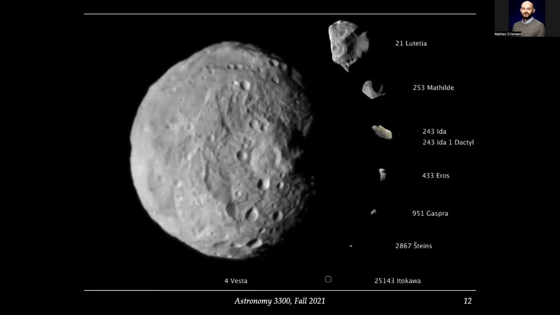This is 25143 Itokawa. And if you work long enough in planetary science, they reward you by naming some unpicked asteroid with a really long number for you. You can go online, find out if there's one, get the number, but it's called Taylor Line. Okay, what is that one called?